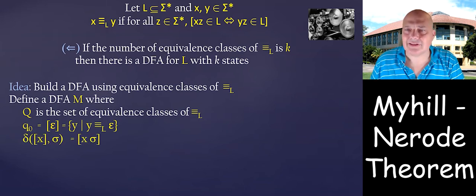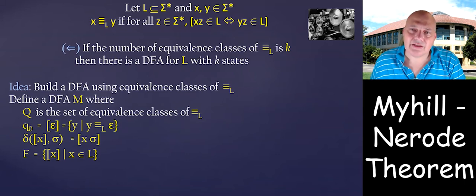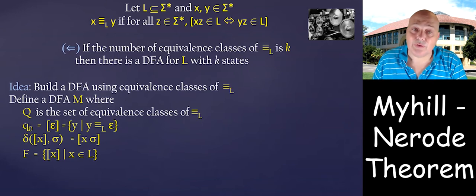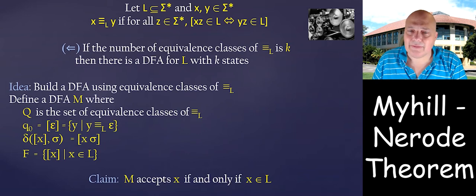And that's nice that we're going to start with the empty string, right? It's like reading nothing. The transition function delta of the equivalence class of X that reads sigma gets to the equivalence class of X sigma. The accept states are all the equivalence classes of X where X is in L, right? You do want to accept these strings. And the claim is that M accepts X if and only if X is in L.